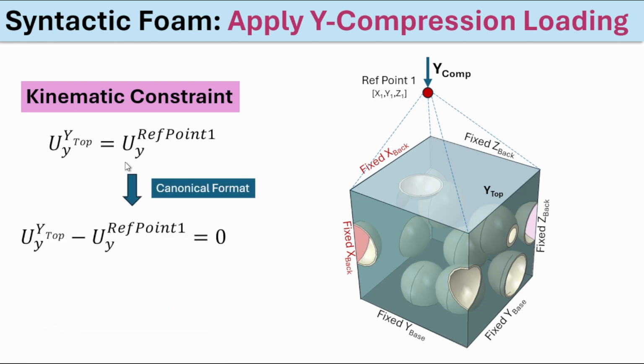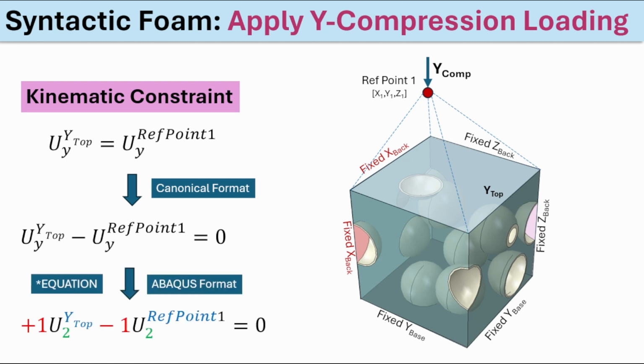Okay, so we need to then transform it into a canonical equation. A canonical equation is essentially a constraint equation where the right hand side is consistently 0. So we'll move everything on the right to the left, and we end up with an equation that looks like this. This is the format that we need to bring into ABAQUS to enforce this constraint. And how do we do that? The ABAQUS format of that canonical equation will be introduced using what you call a star equation, but I'll show you when we set up the model how you actually do this.